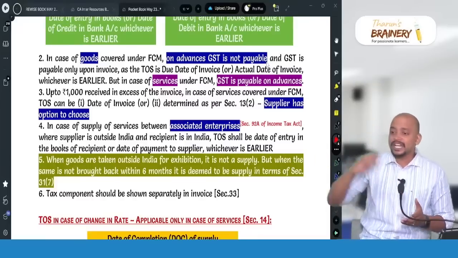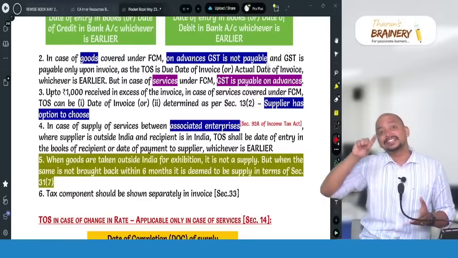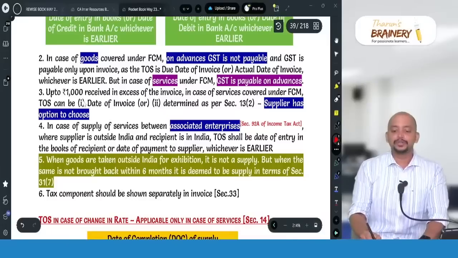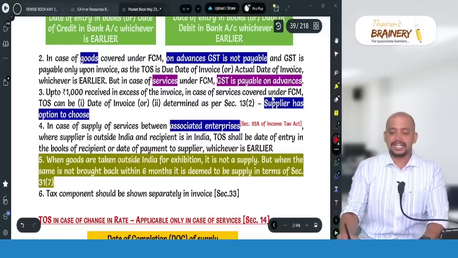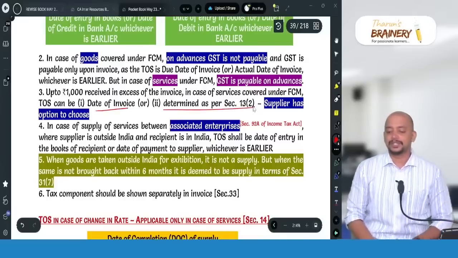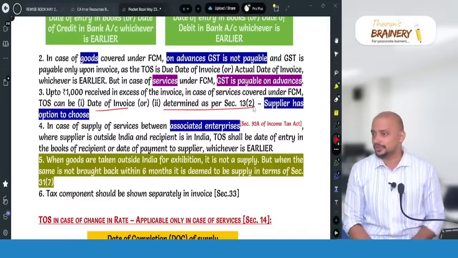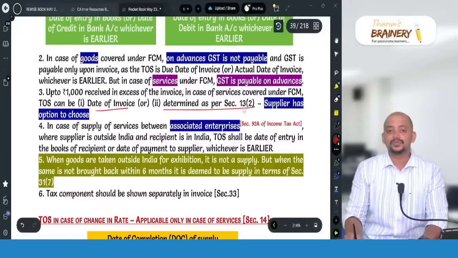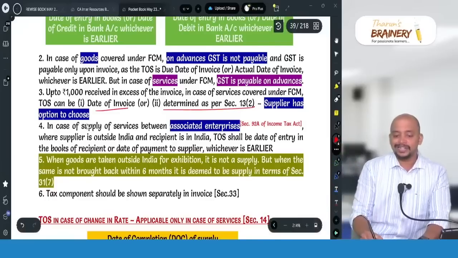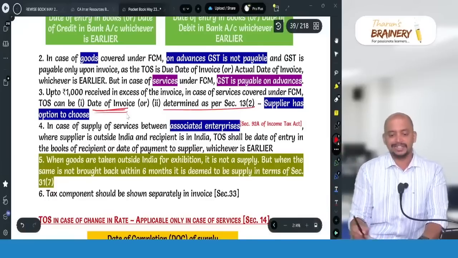So we don't have to take whichever is earlier, we can take the date of invoice itself as the time of supply. So see that up to 1000 rupees received in excess of the invoice in case of services covered under FCM, time of supply can be the date of invoice or determined as per section 13 subsection 2. The supplier has the option to choose. So what is 13 subsection 2? Invoice date or payment date, whichever is earlier. But you can take only the date of invoice also as the time of supply.